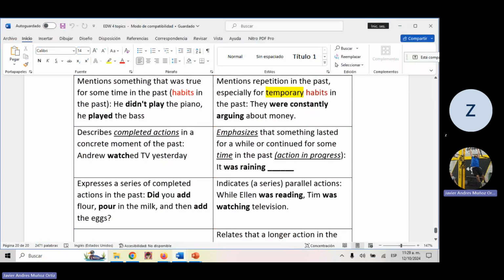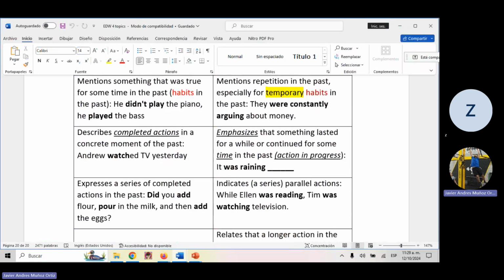Second situation, second parallel. Past simple describes completed actions in a specific or concrete moment of the past. Yesterday, last week, in 2022, right? Something that happened only in that specific moment of time.